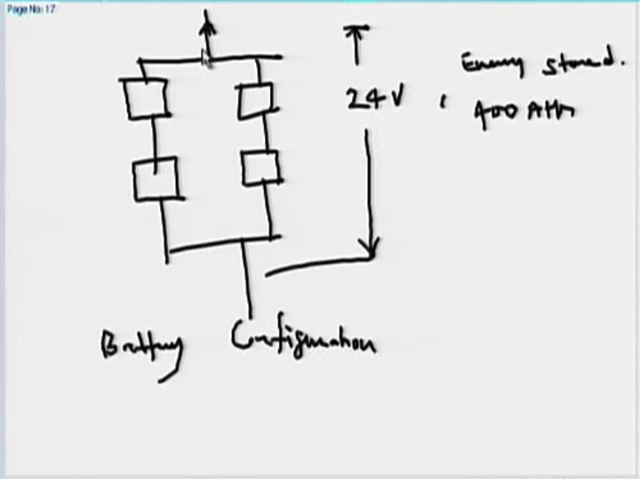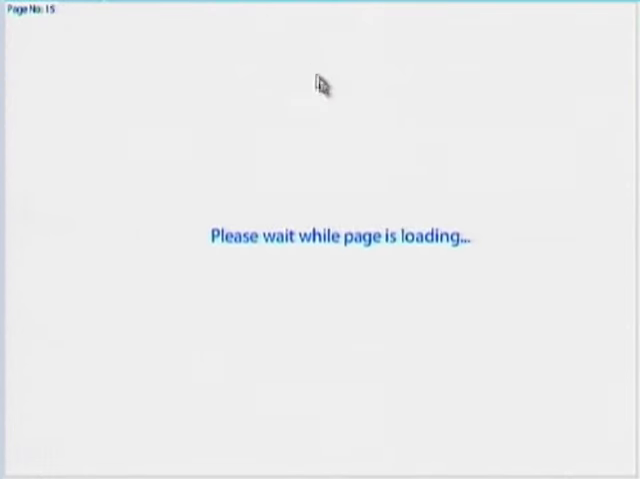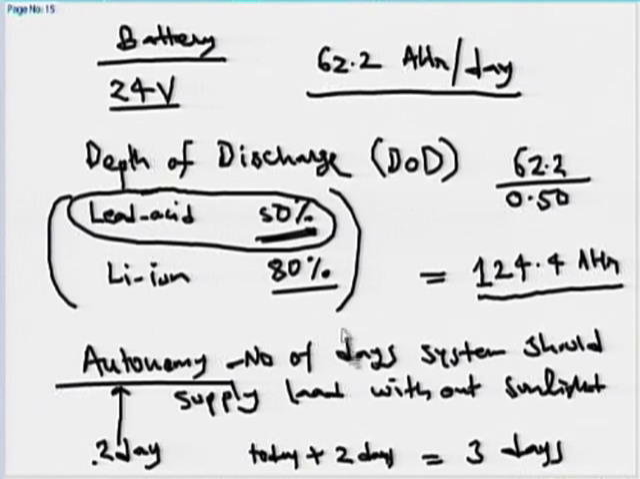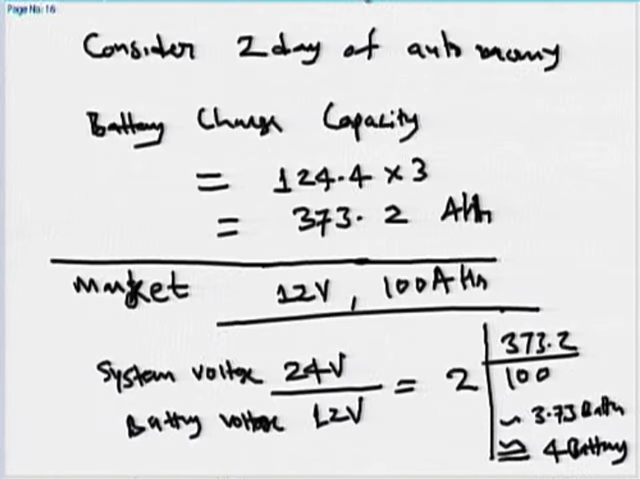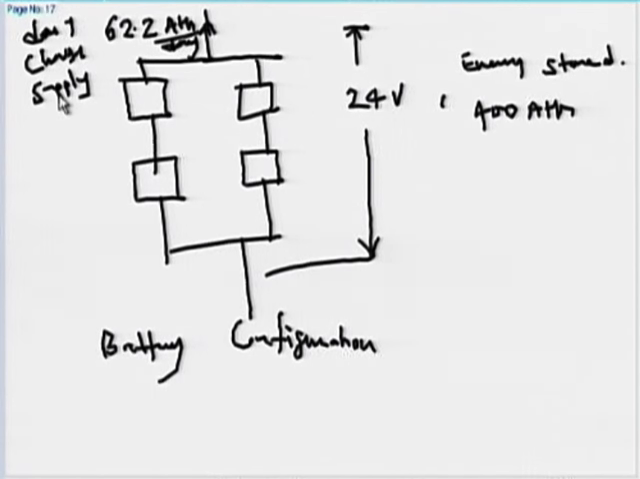How much is the total energy supplied per day, by the way? How much is the total ampere hour supplied per day? Is it 373, or is it 124.4, or is it 62.2? Per day you are only supplying 62.2 ampere hour. All the other work you did was only to store and make sure that it works with deep discharge. So the actual every day supply is only 62.2 ampere hour per day, and this is happening at 24 volt. This is how your battery configuration should look like.